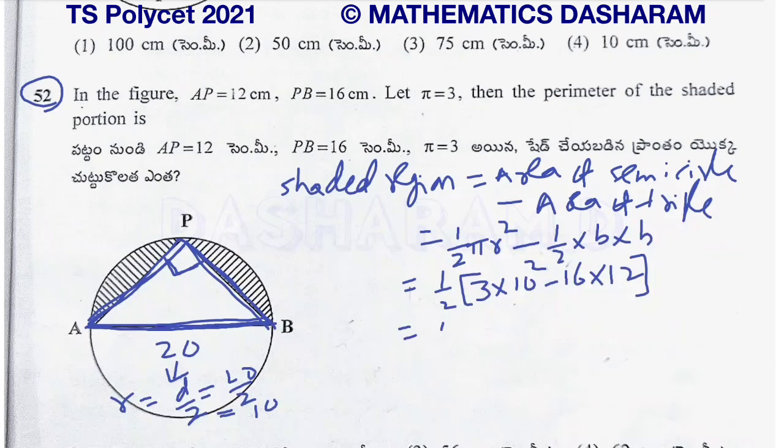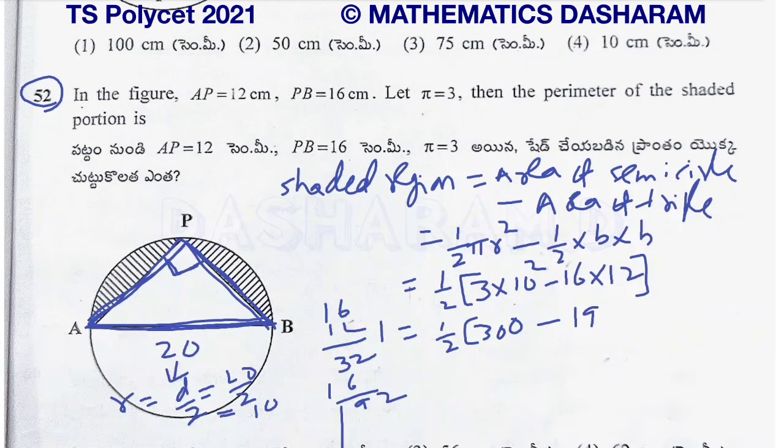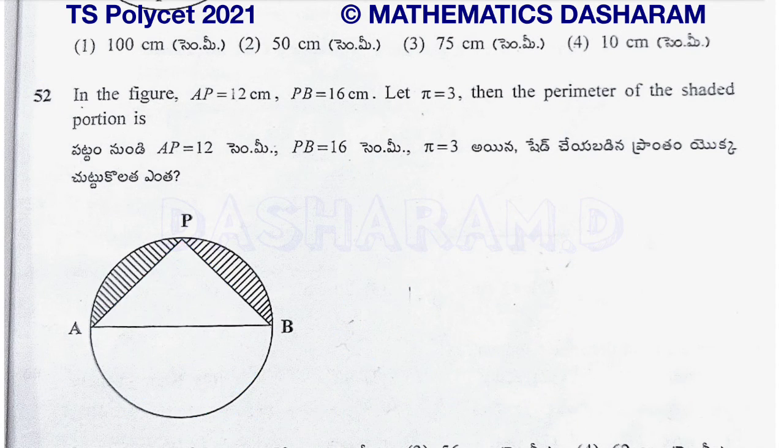So then 1/2 into 10 square is 100. 100 into 3 is 300, minus 16 12s are 192. So it is 192. Now 1/2 into 300 minus 192 is 108. So the shaded region is 52.